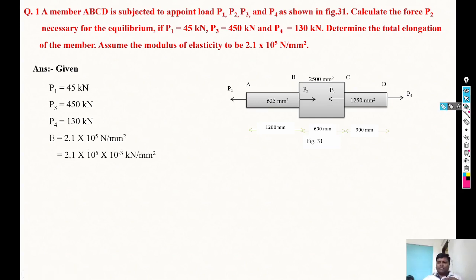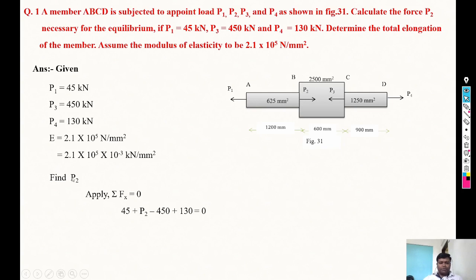But our forces are in kilonewton, so we need to convert that Newton per mm square to kilonewton per mm square. We know 1 kilonewton is equal to 10 raised to power 3 newton, so here it will be 10 raised to power minus 3 kilonewton. So just apply minus 3, and we get the final E in kilonewton per mm square, that is 2.1 into 10 raised to power 2 kilonewton per mm square.